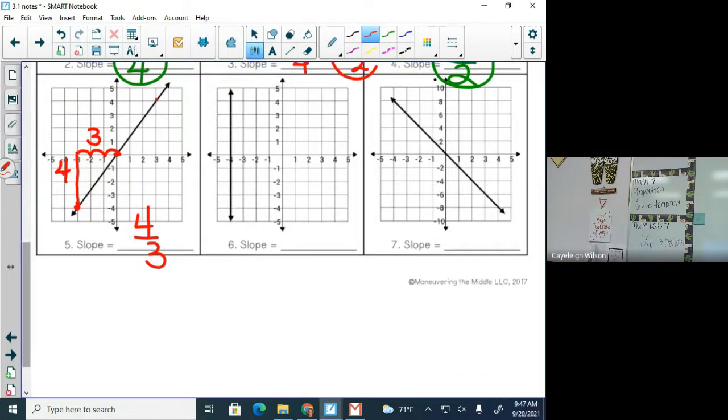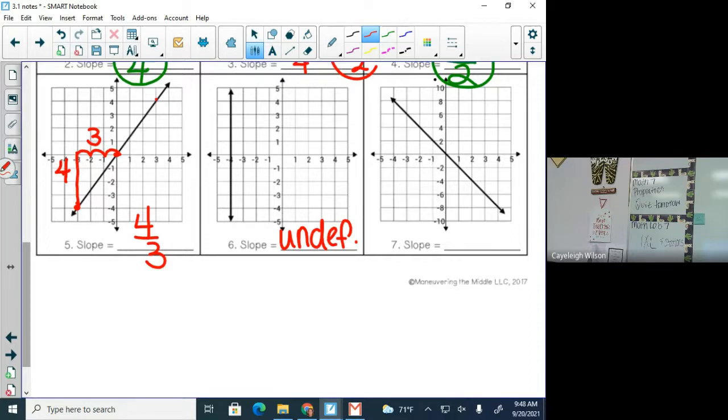All right, number 6. Is this one positive, negative, 0, or undefined? Undefined. And I know it's undefined because it's a vertical line. It's straight up and down, and slope can't run straight up and down. So I just put undefined. Yeah, you're wrong on this one. But look at your line, where's it going? It's going up.